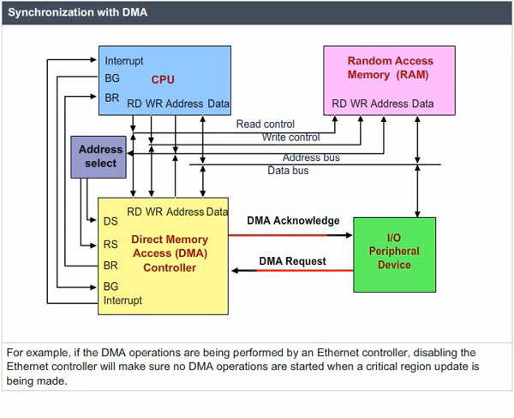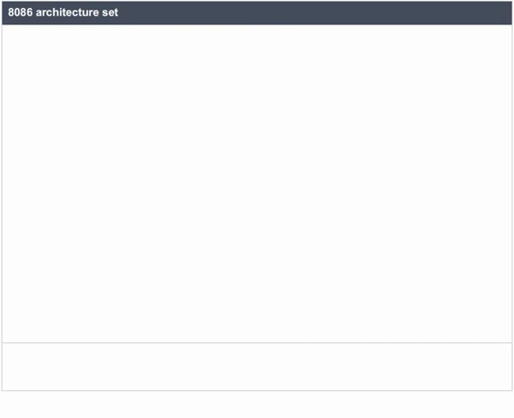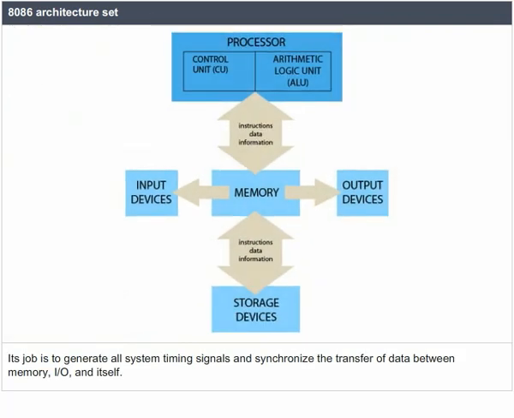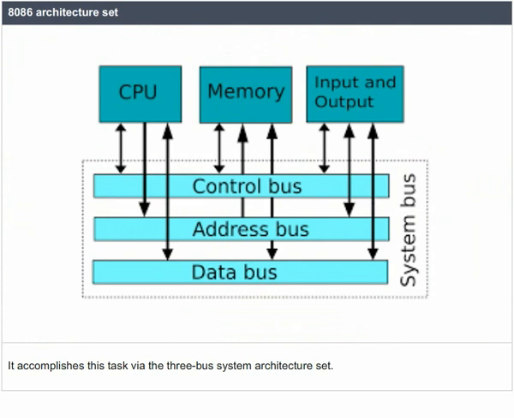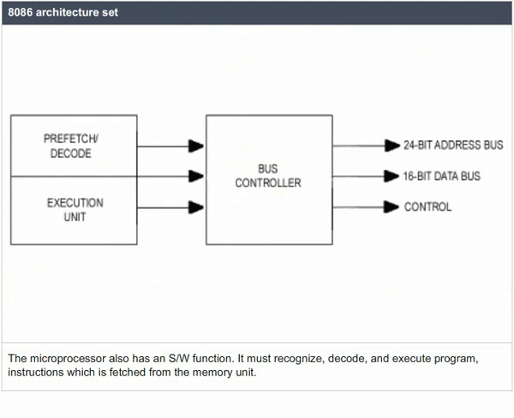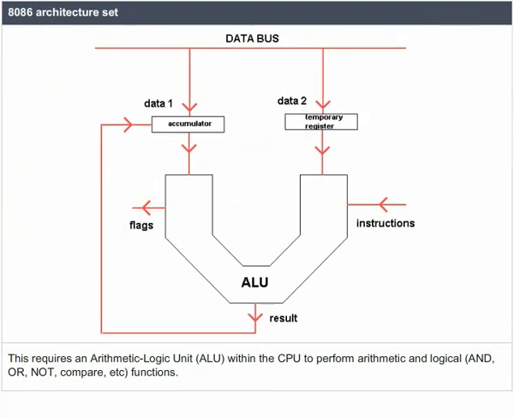8086 architecture. The microprocessor functions as a CPU in the stored program model of the digital computer. Its job is to generate all system timing signals and synchronize the transfer of data between memory, I/O, and itself. It accomplishes this task via the 3-bus system architecture. The microprocessor also has an SW function. It must recognize, decode, and execute program instructions which are fetched from the memory unit. This requires an arithmetic logic unit, ALU, within the CPU to perform arithmetic and logical AND, OR, NOT, compare, etc.